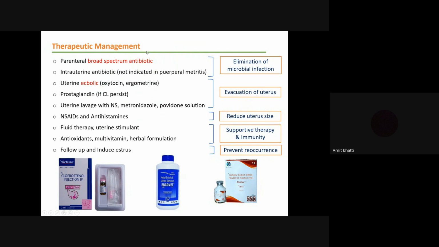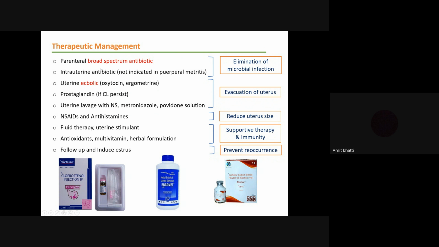Suppose we have diagnosed a particular condition, that this particular animal is suffering from a particular uterine infection, whether it is puerperal metritis or pyometra or endometritis, then this particular line of treatment is supposed to be followed to cure the animal from the uterine infection. First, we are supposed to eliminate the microbial infection, and for elimination of the microbial infection, we are supposed to use a broad spectrum antibiotic. It may be used by the parenteral or systemic route, or we can also go for the intrauterine route.